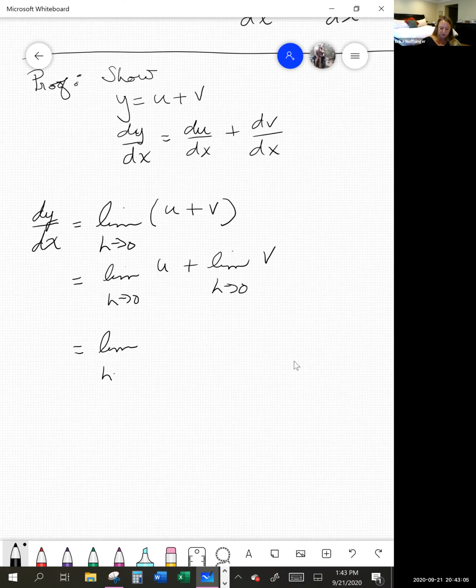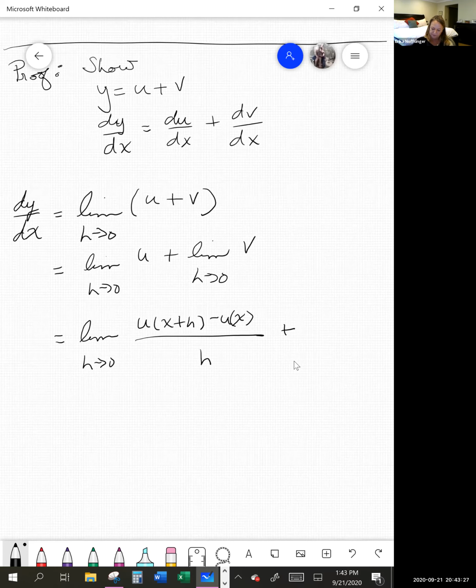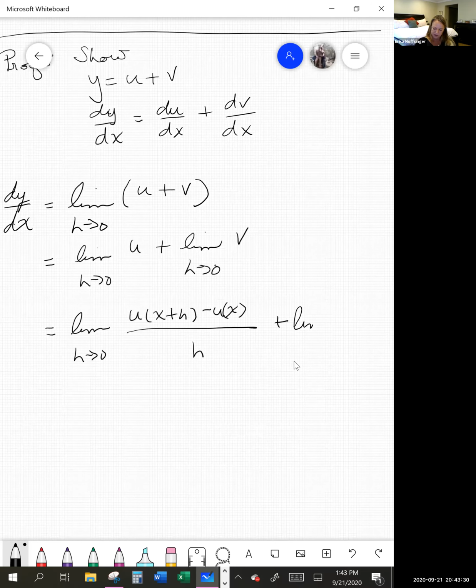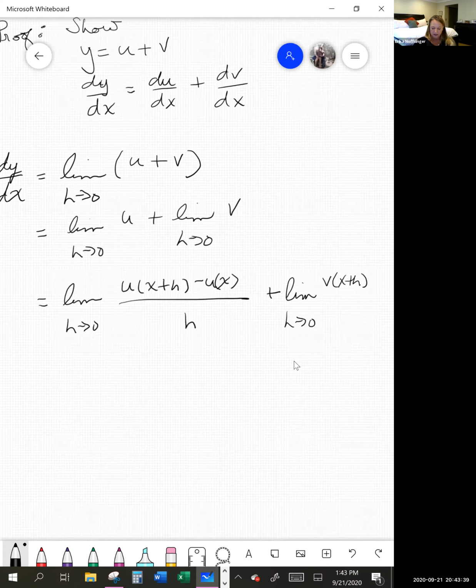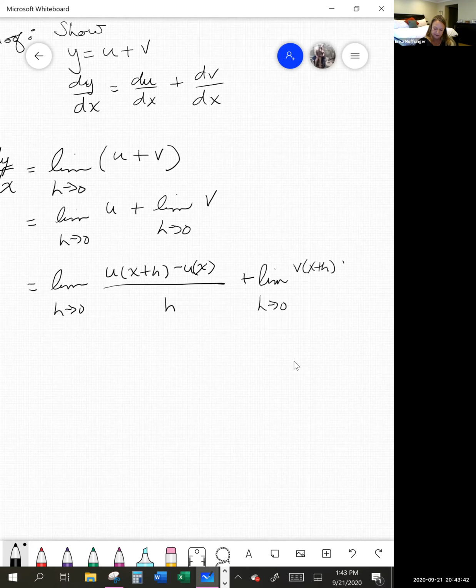So limit as h goes to 0. Well, if we go in and we plug in x plus h wherever we see an x, we can write this as u of x plus h minus u of x all over h, plus the limit as h goes to 0 of this v of x plus h minus v of x all over h.